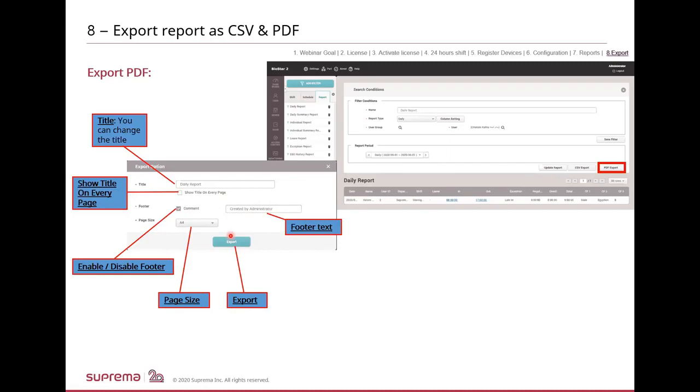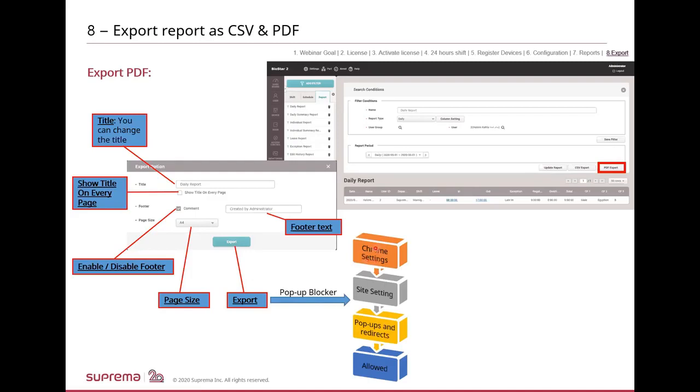However, I would like to highlight a common frequently asked question, FAQ, which is coming for the PDF export: when you click export, nothing downloaded. So the reason is that your Chrome has a pop-up blocker. So you need to allow the pop-up. In order to do that, please go to the Chrome setting, then go to the site setting, then go to the pop-ups and redirects and make it allow.